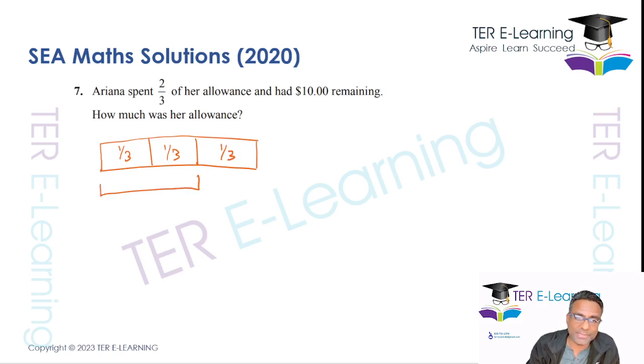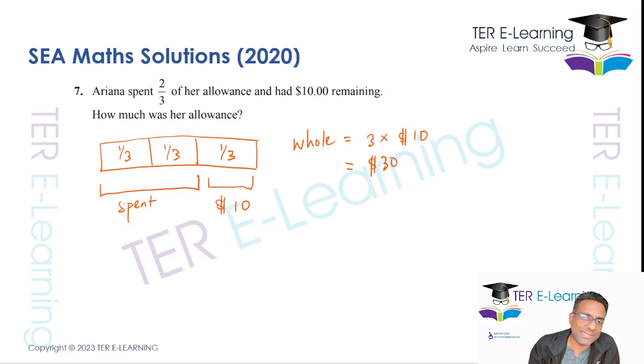Now she spent this amount, and this is how much she had remaining. But we know that figure. That figure there is $10. How much was the allowance? If you know that 1/3 is equal to $10, then to get the whole, it's simply going to be 3 multiplied by 10, and you're going to get $30. Drawing diagrams like these helps when we have questions involving fractions.